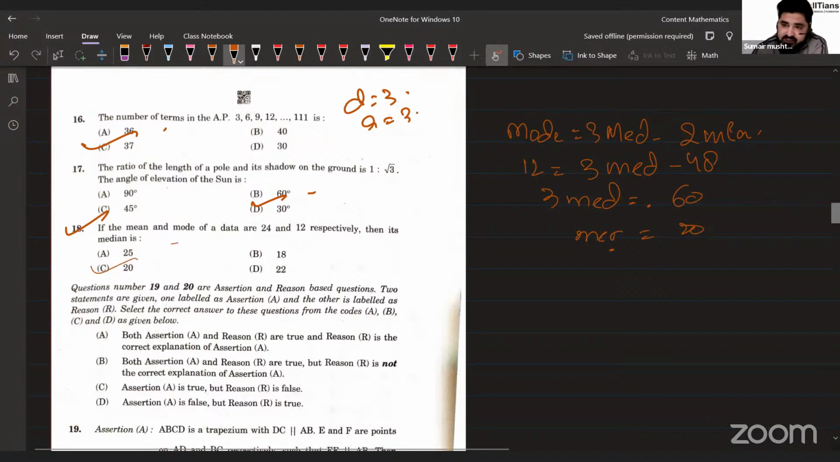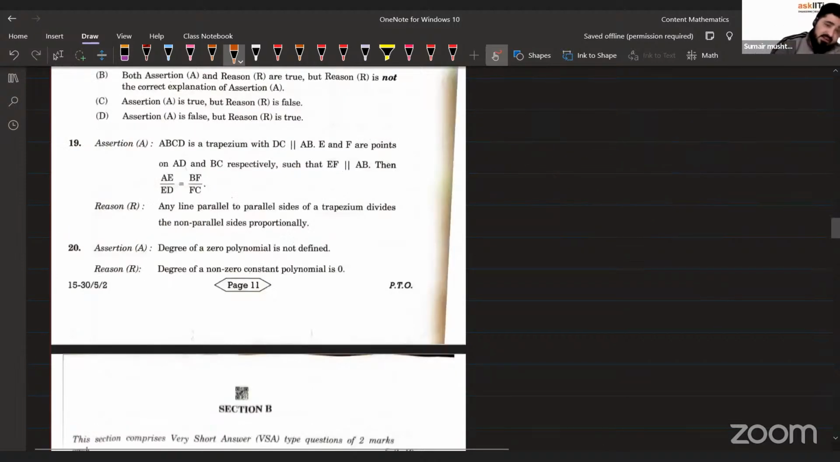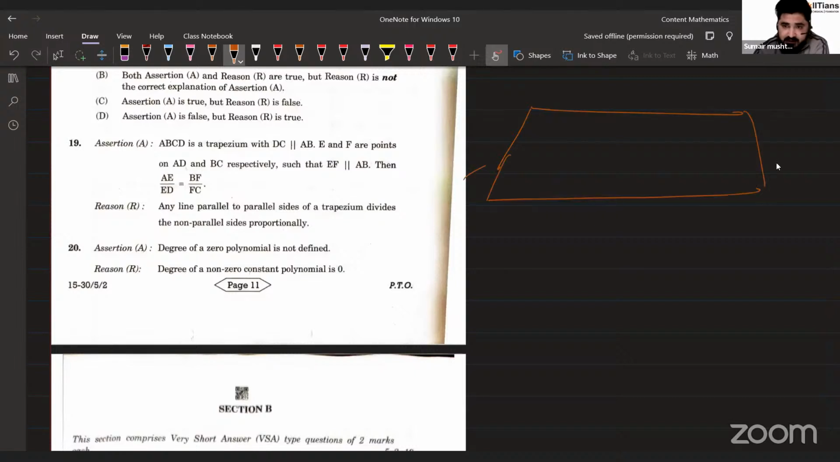Now the question number 19, which many people got wrong. See, ABCD is a trapezium. Come on, this is a trapezium. Fine, good. Okay. This is ABCD.